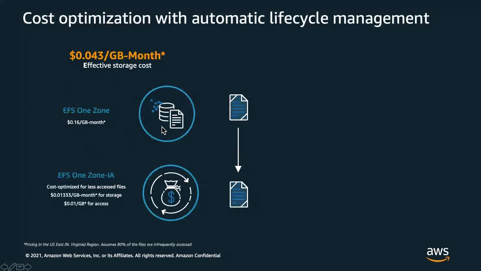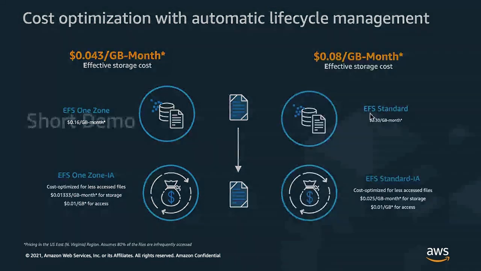The data lands in EFS One Zone first, and then based on access patterns, the least accessed files migrate into EFS One Zone IA. The combination of this, assuming that 80% of the files are not accessed frequently and hence are stored in EFS One Zone IA, gives you an effective price point of $43 per terabyte month. So this was One Zone, and then similarly for EFS Standard as well.